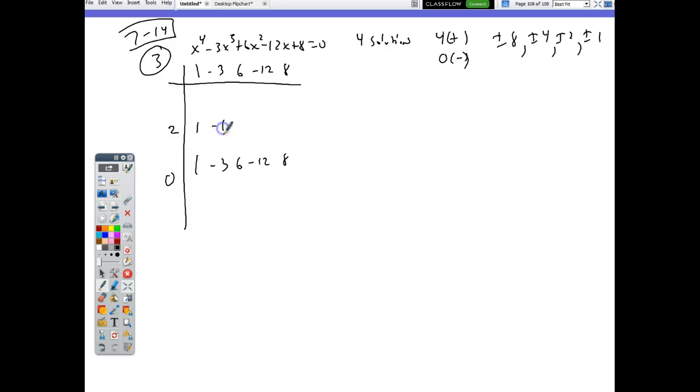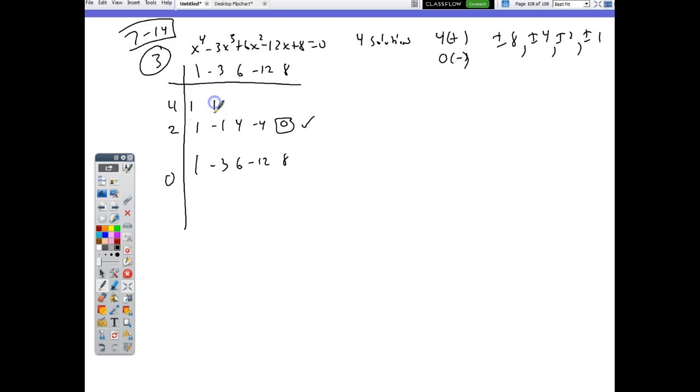1, 2 gives me -1. -2 gives me 4. -4 gives me 8. This gives me -4. -8 gives me 0. I found 1 of them already. Life is good. Life is great. Let's do this problem. We've got it. In the bag. Now I'm going to try 4.